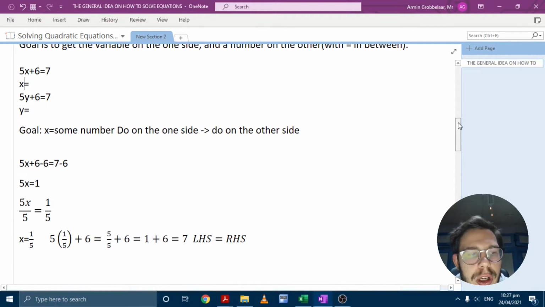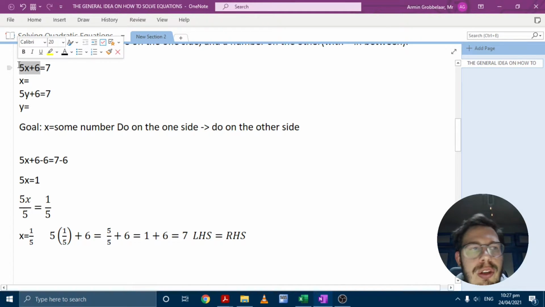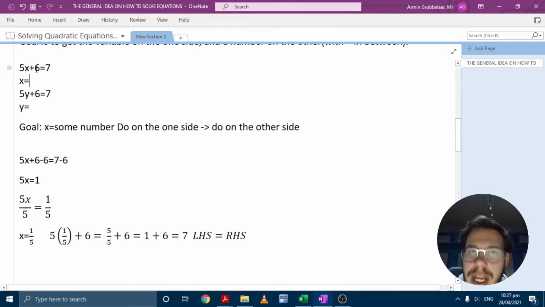Now if we look at this equation here, 5x plus 6 is equal to 7. First we can get rid of the 6, so then we have one term on the left-hand side. Then it's easier to work with than when you have two terms on the left-hand side. To get rid of the 6 up here, we can just subtract 6 on the left-hand side, because 6 minus 6 is 0, then we're just left with 5x.